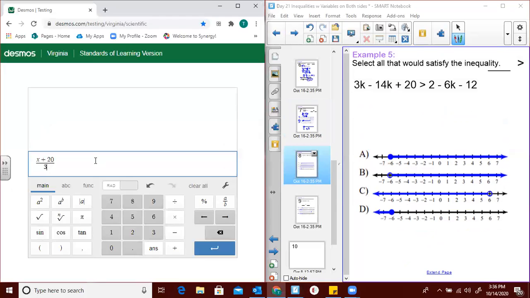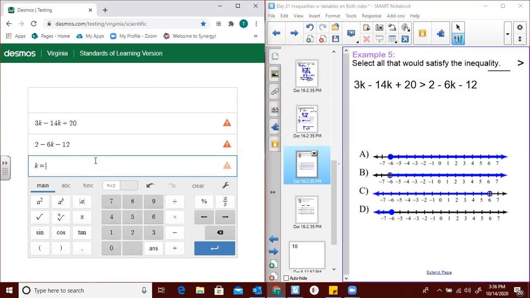All right, so again, I'm going to type in the left-hand side, 3k minus 14k plus 20, and the right-hand side, 2 minus 6k minus 12, and k equals. Well, just like the last one, I noticed that my inequality here is a greater than. And we know that greater than means that it's not going to include the number on the number line. So it's going to be an open circle.